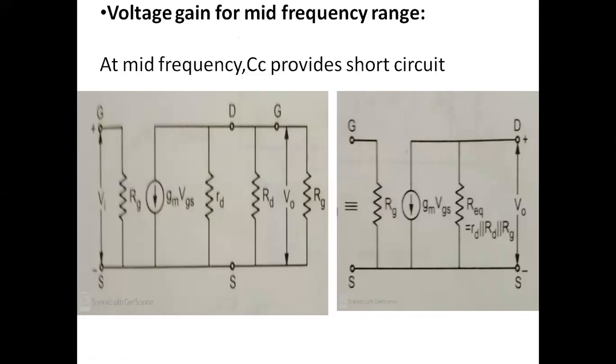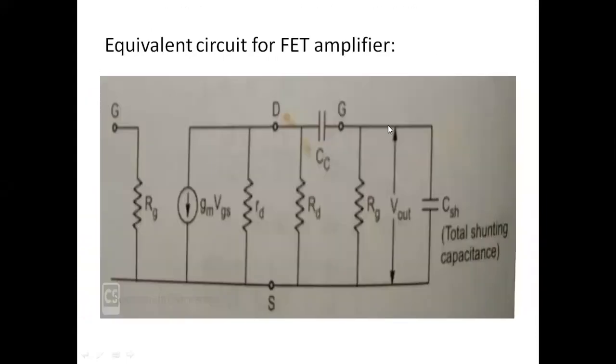So at mid frequencies, what is the effect of the coupling capacitor? At mid frequencies, the coupling capacitor acts as a short circuit. That means it provides a short circuit path. Hence, in place of CC, we can draw a short circuit. So this is our circuit.